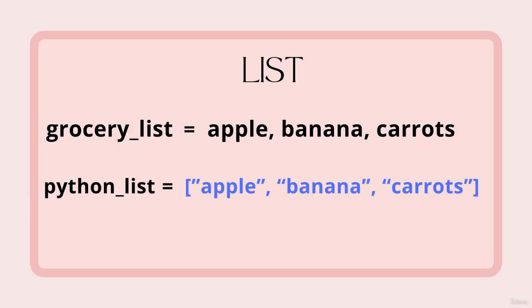Imagine a grocery list where you write down the items you need to buy from a grocery store. That's essentially what a list is in Python, a collection of items that you can work with. A list in Python is a way to store multiple pieces of information or items in one place. It can hold numbers, strings, or even a mix of different types of data.